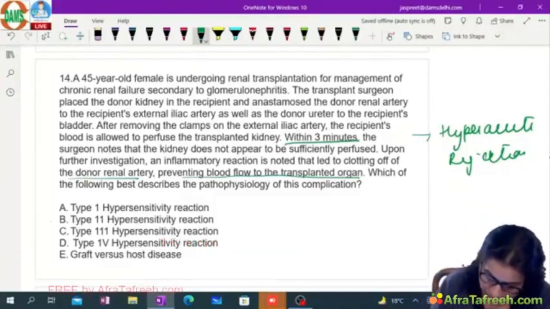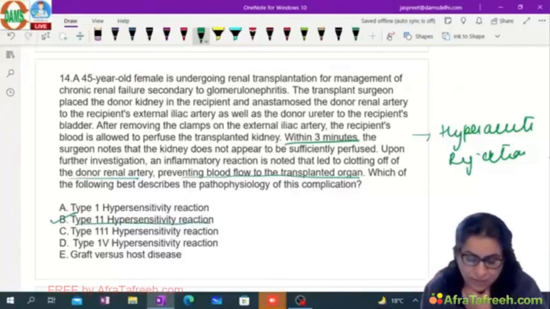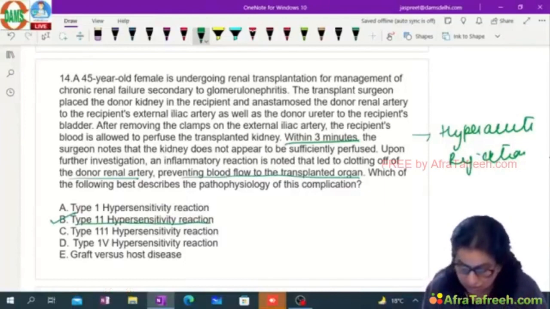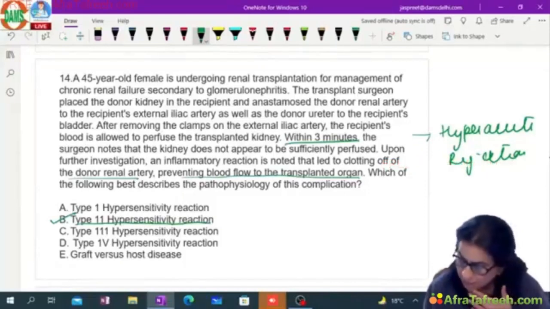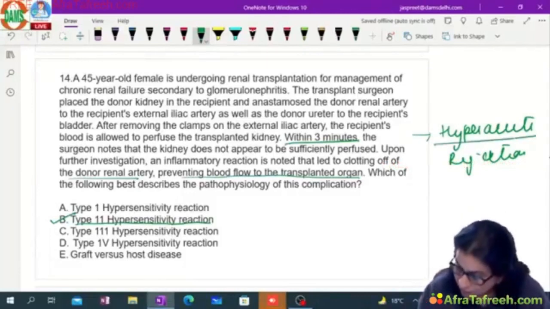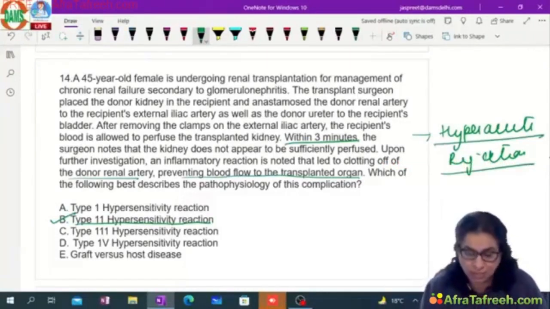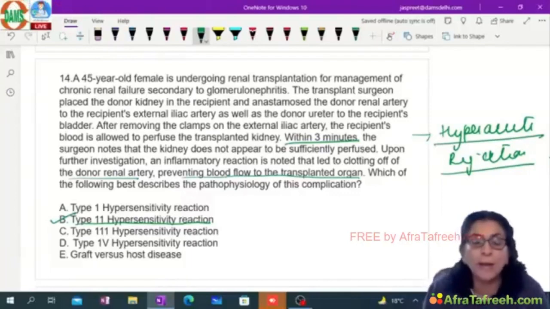Yes, very good, Asha. The answer is B. It's a type 2 hypersensitivity reaction. No, Sridevi, it is a type 2 reaction. Type 1 is an allergic reaction. This is not an allergic reaction. It is happening on the operation table itself. It's a hyperacute rejection. Hyperacute rejection is a type 2 hypersensitivity reaction.